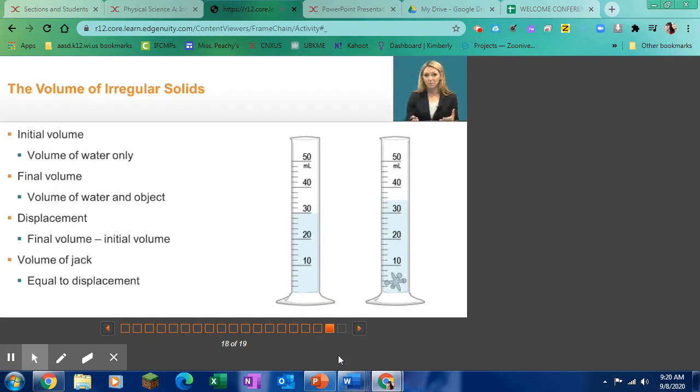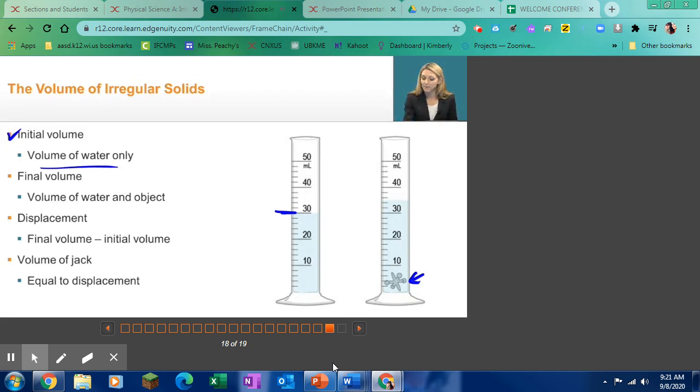In order to use water displacement, we're going to use graduated cylinders, and we're going to start with an initial amount of volume. So here is volume of water only, and you can see on the graduated cylinder that the initial amount is 30 milliliters. Then, very gently, so you don't splash the water and change the amount that's in there, you would place the object into the graduated cylinder, in this case the jack, and you can see that it's sunk down to the bottom here. And now the water has been displaced or moved from its original position.